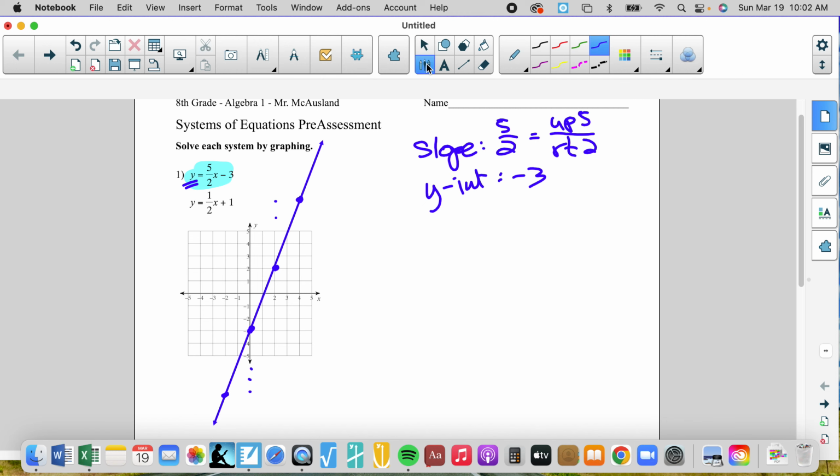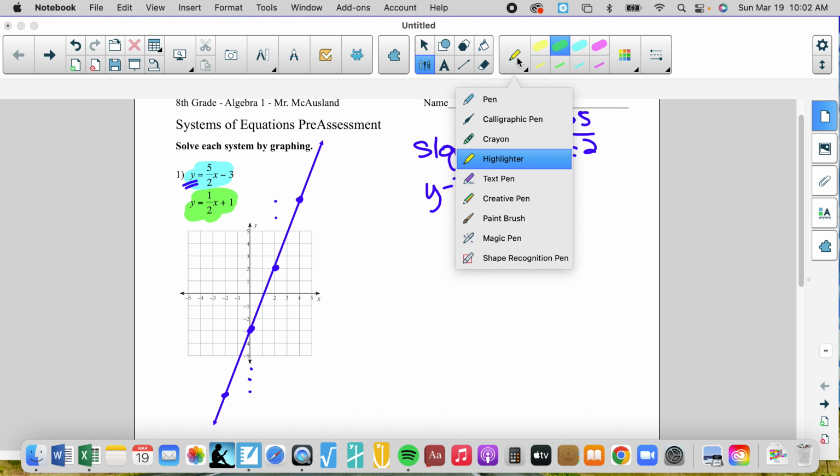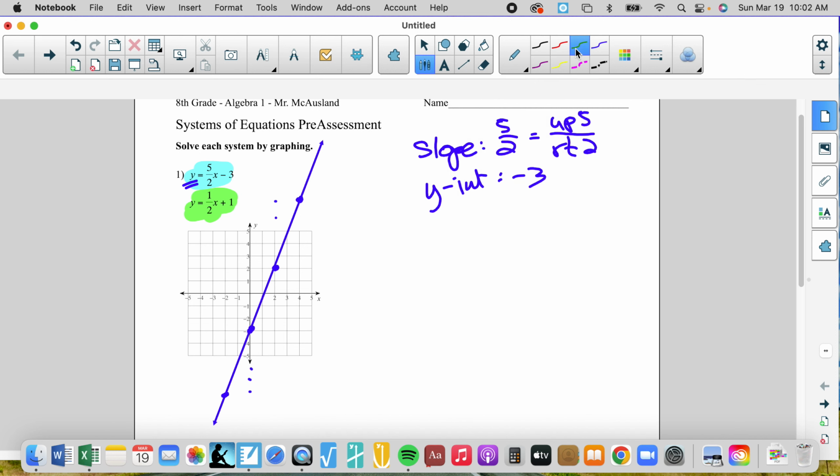And now let's graph our other equation. Now let's do that in green. So we like the fact that it's isolated for y. So my slope for the green equation is going to be 1/2. Rise, +1 means up 1. Run, +2 means right 2.